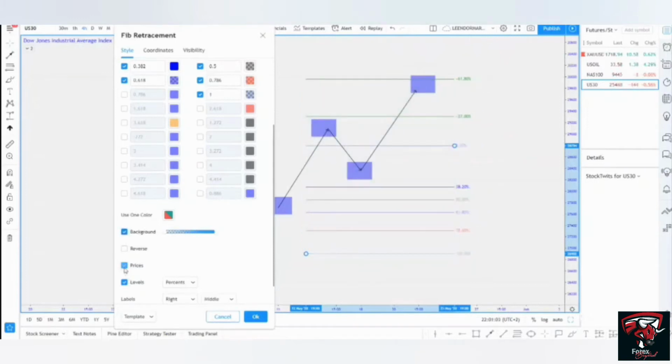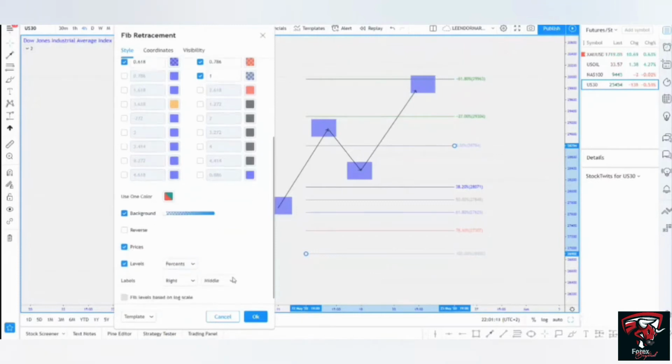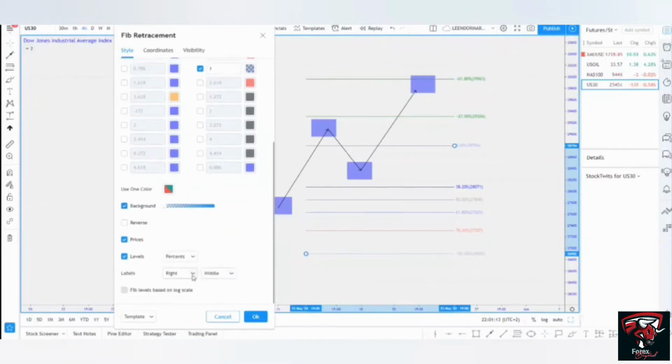Make sure that you mark out prices so that you can see what price that is. Mark out levels. Make sure it's on percentages and not on values. From there, make sure that the labels are on the right and also in the middle. Then make sure that the fib levels based on log scale are unmarked. We don't want to see that.